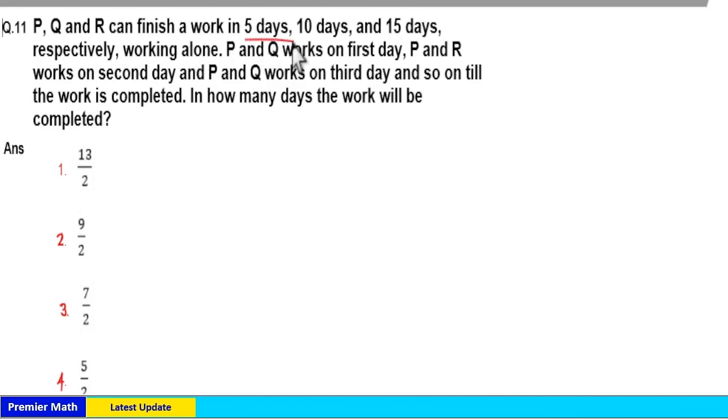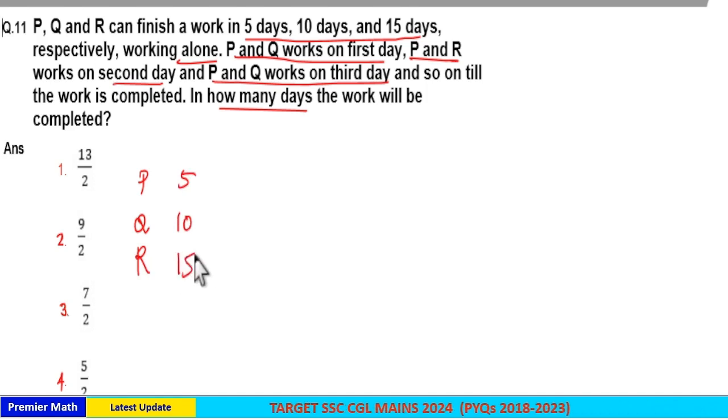P, Q, R can finish a work in 5 days, 10 days and 15 days respectively working alone. P and Q work on first day, P and R work on second day, P and Q work on third day and so on till the work is completed. In how many days will the work be completed? Here P, Q, R can complete a work in 5 days, 10 days and 15 days respectively. Now all are doing the same work.